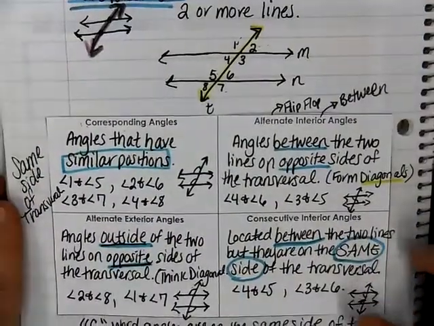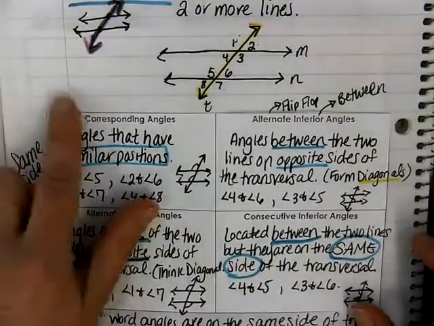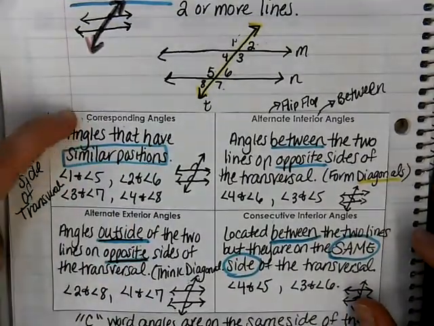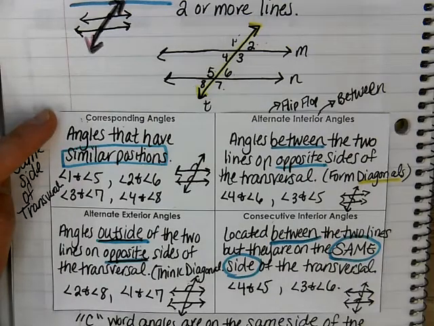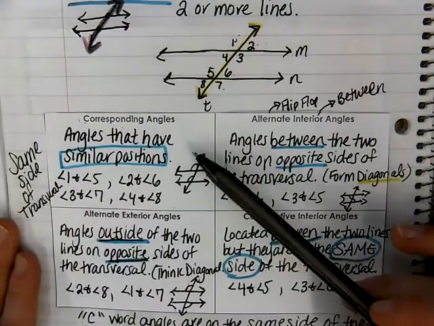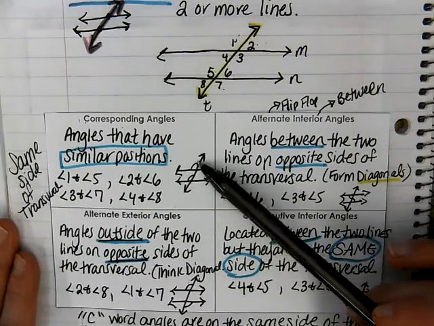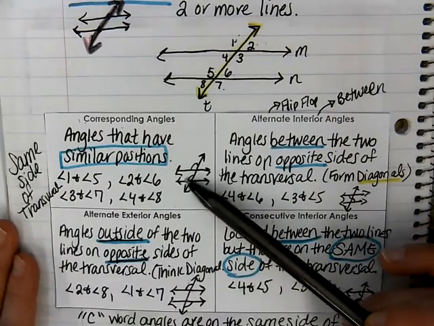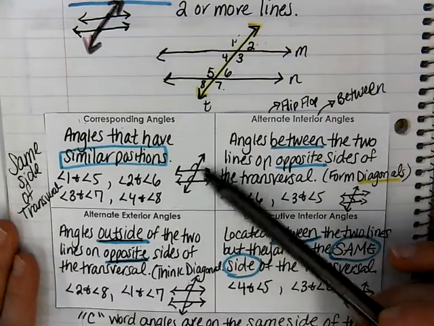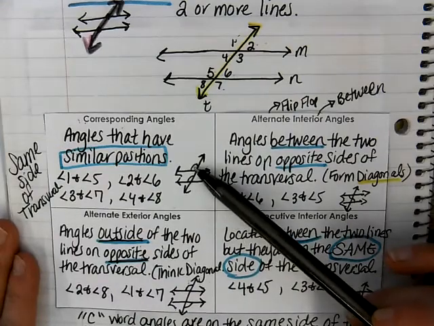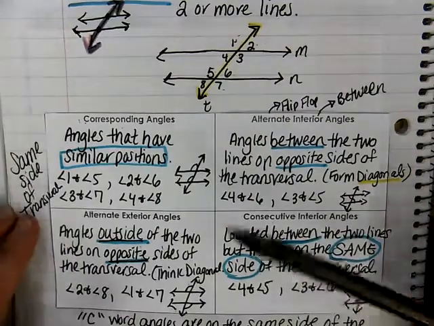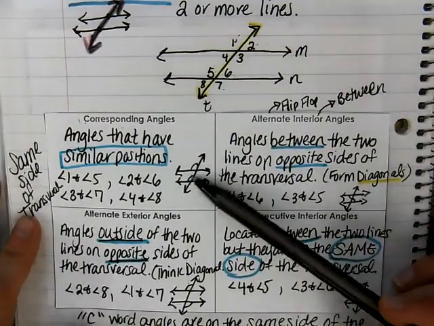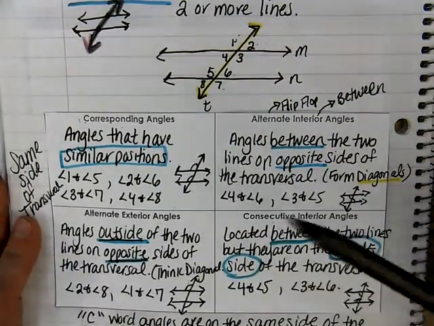Whenever that happens, 4 different angle relationships are created. The first type is corresponding angles. Corresponding angles are angles that have similar positions, like what we have here. So with respect to the intersection of the transversal and the line that it is crossing, angles that are in a similar position are called corresponding angles. These angles are always on the same side of the transversal line.